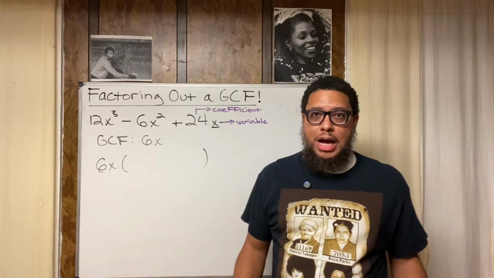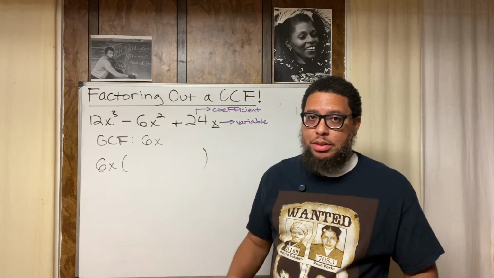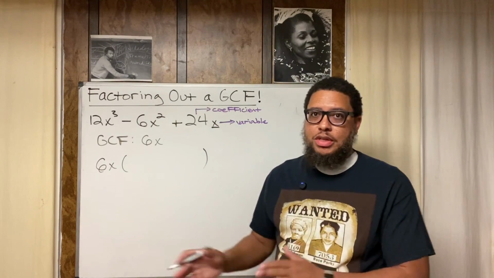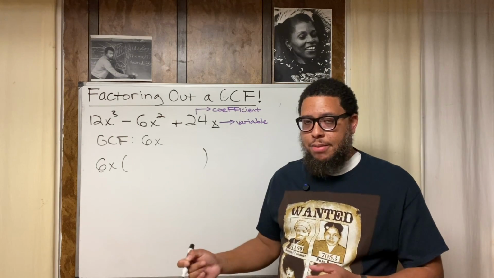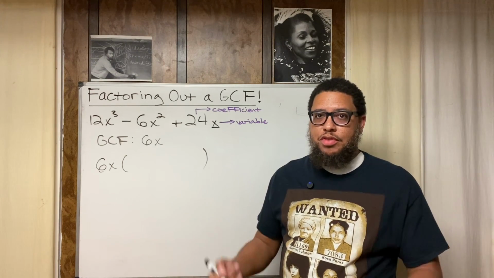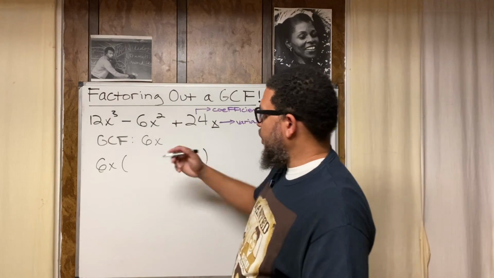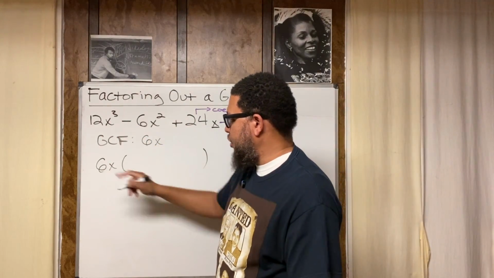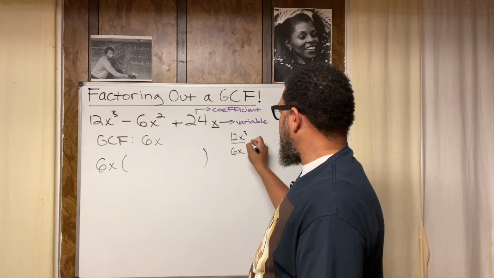So you've got to know how to divide. You've got to know exponent properties. I've got a whole playlist on exponent properties, so make sure you delve into that. Make sure you understand the exponent properties, especially for this next step, the division property. All right, so check this out. We're going to do the first term divided by the GCF, 12x to the third divided by 6x.